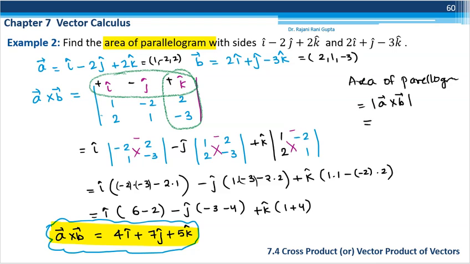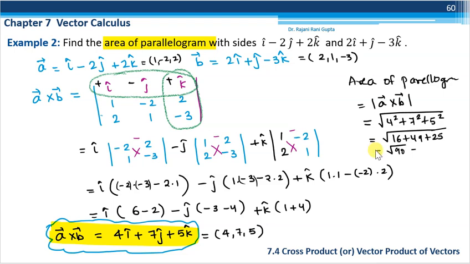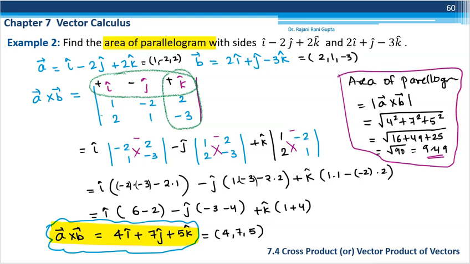And you know how to find the magnitude. Write it in the component form 4, 7, 5. So this is root of 4 square plus 7 square plus 5 square. Just solve it: 16 plus 49 plus 25. It has to be a scalar quantity. So this comes out to be root of 90, which is approximately 9.49. So the area of the parallelogram is 9.49. So this is the extra thing that you have to do. Now instead of the area of the parallelogram, if they say find the area of the triangle.